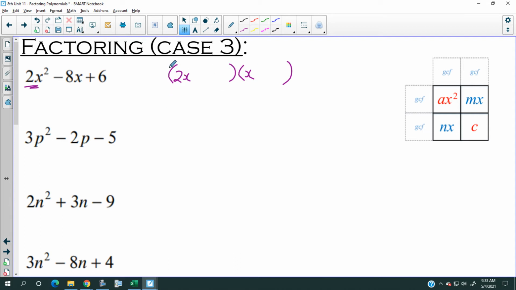Now, here's the tricky part. I need to look at the positive 6 here and find two numbers that will give me positive 6, and not only that, when I FOIL it back out, it will give me negative 8 in the middle. So you see what the complication is? Because of this extra number in front, the coefficient, where you put the 3 times 2 or 2 times 3 now becomes more complicated. Should I put the 2 here? Should I put the 3 there?